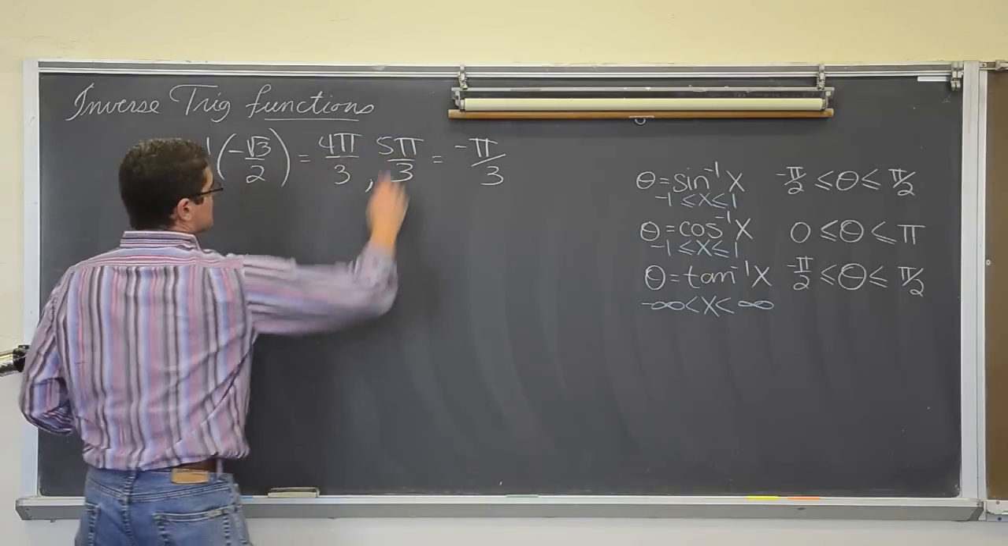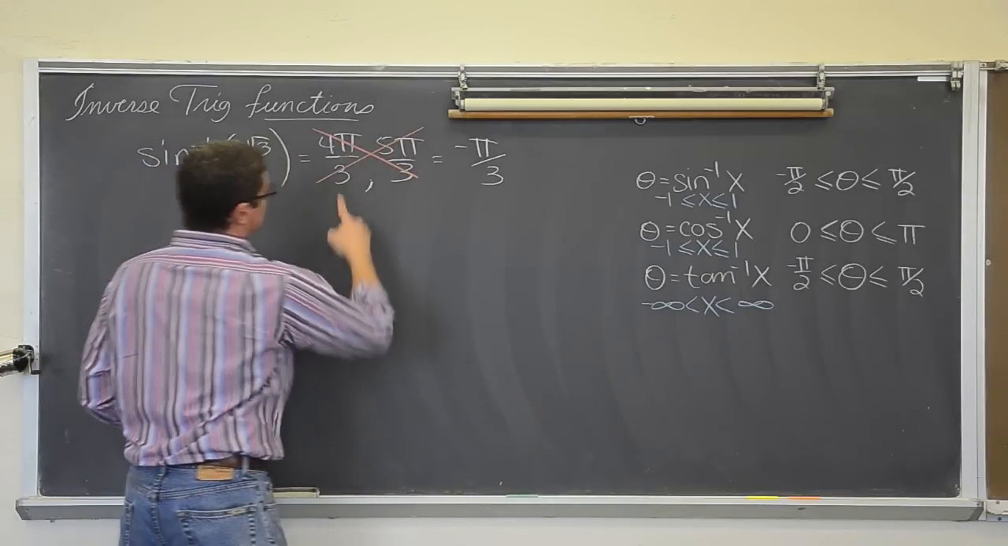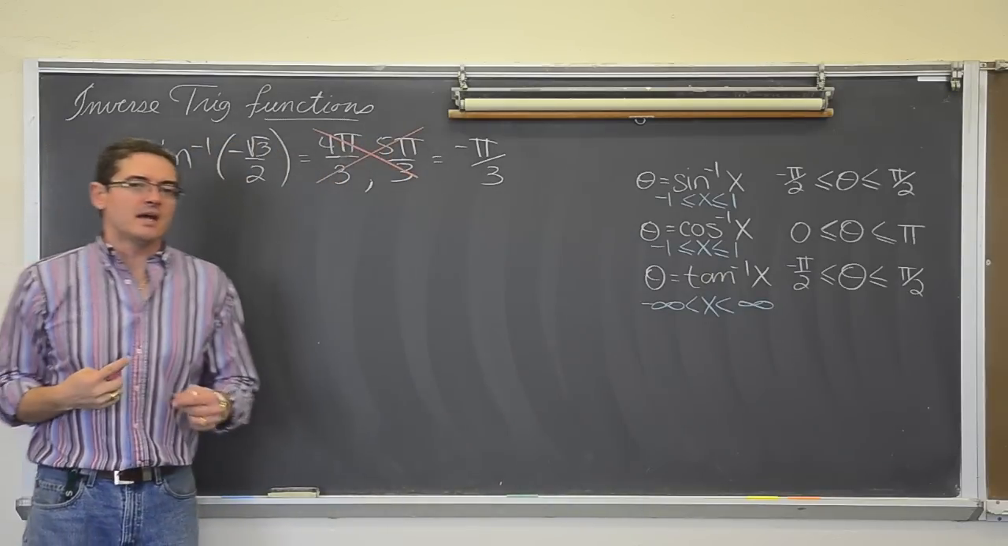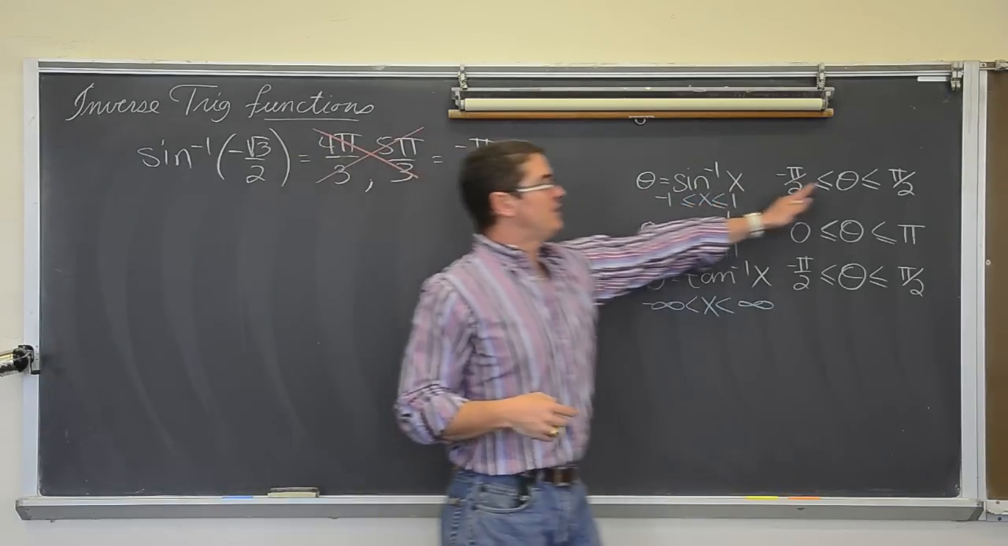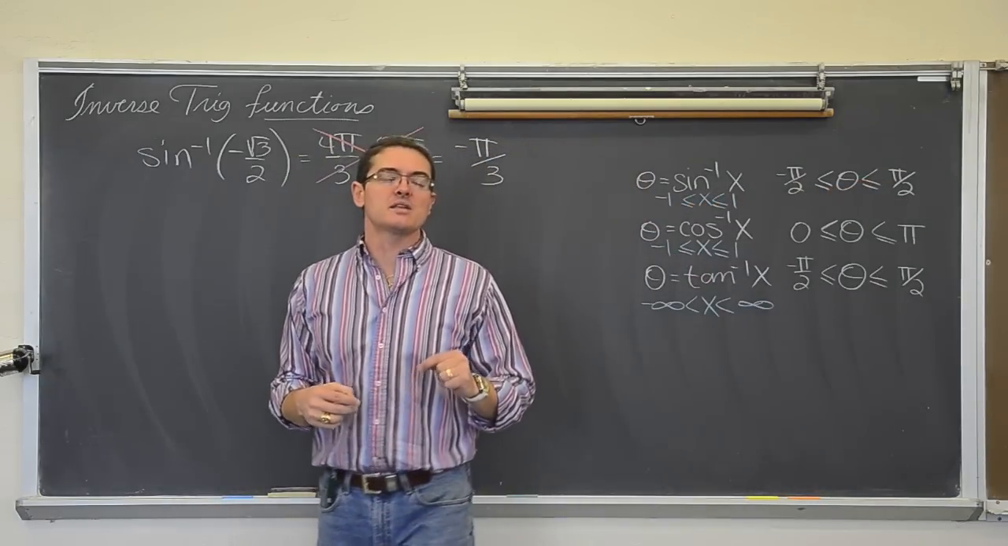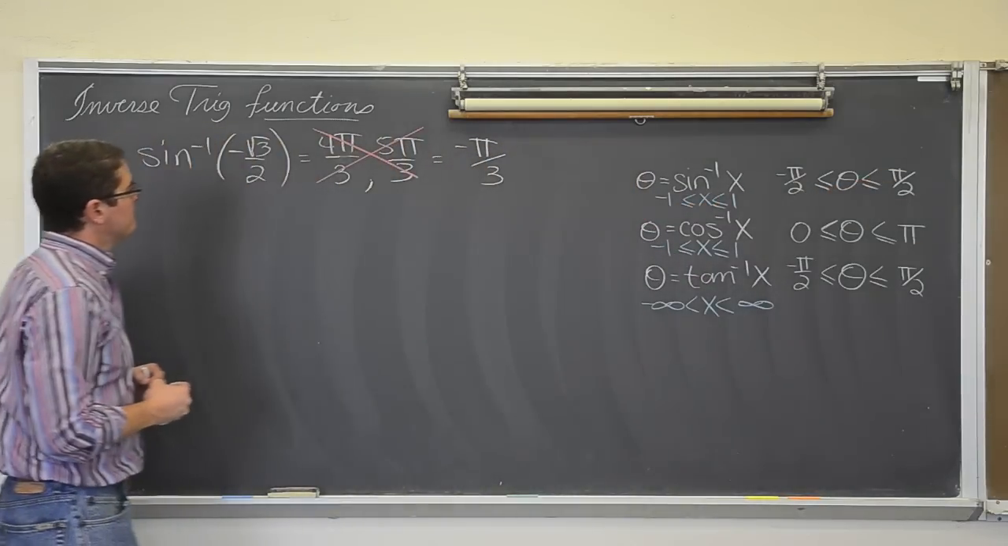So while these are sort of correct on the unit circle, these angles will give you a sine value of negative square root of 3 over 2, they're not within the restricted range of inverse sine when it's acting as a function, okay?